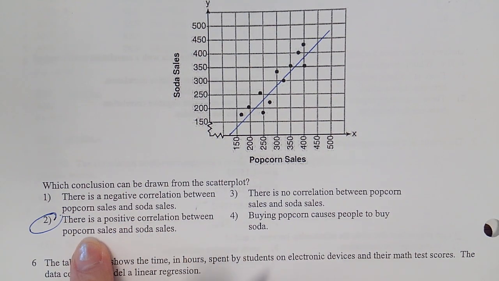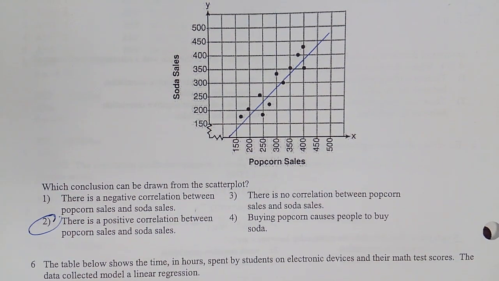Positive correlation between popcorn sales and soda sales. And just like your assignment with the height and the shoe size, what was the trend there? Do you remember that last question?